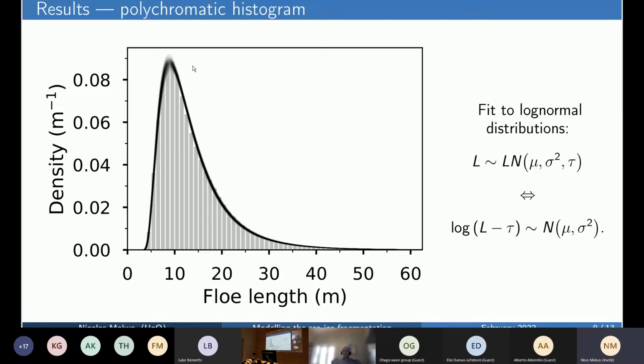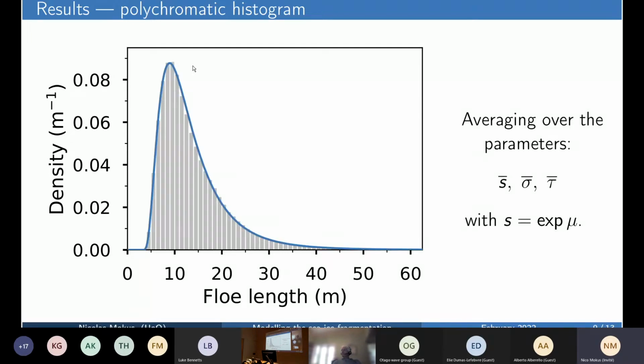The linear combination of lognormals doesn't have a closed form. So instead of averaging the distributions themselves, we average the parameters to get a mean distribution, which represents pretty well the mean histogram that I displayed.